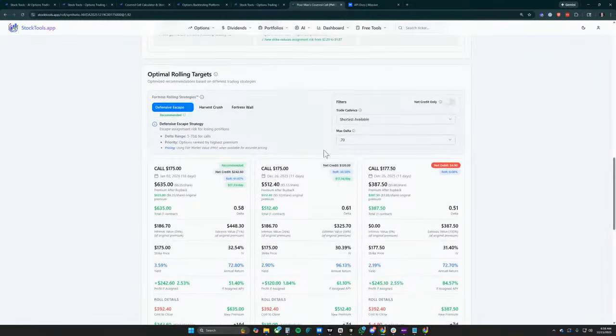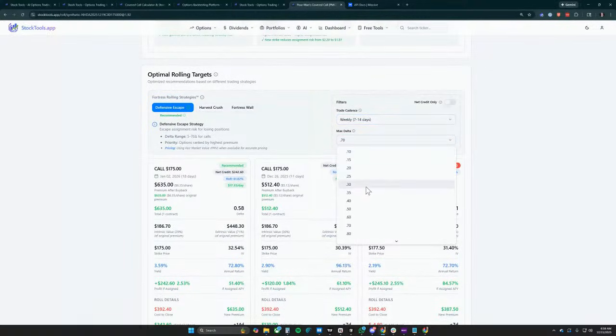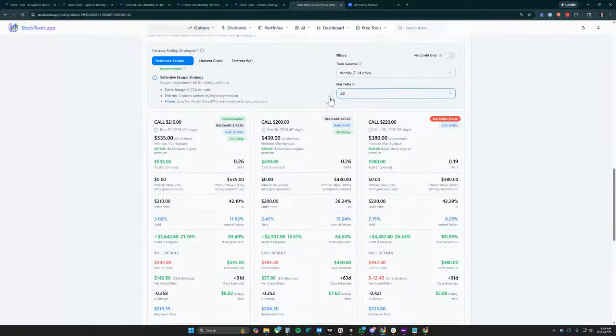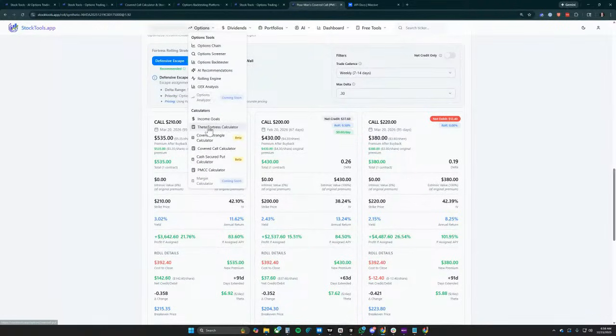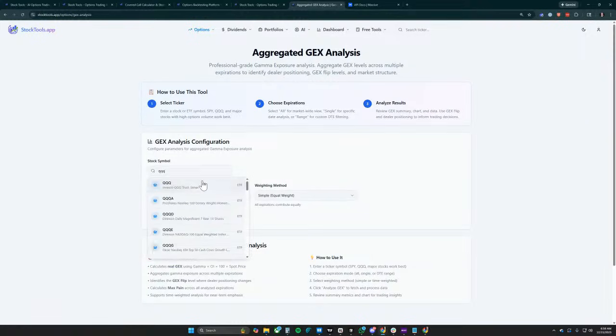So yeah, it's been fun. You can change this here if you want to change the weekly, and you can change your max delta and say, I only want to sell a 30 delta. Now that just changed the 210 call, and it actually went all the way out 95 days as well. It's been cool building all this stuff. It's all for me, and I would hope you guys will like it and try it out.